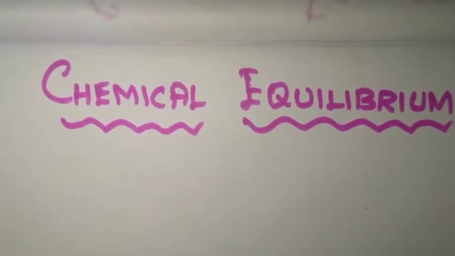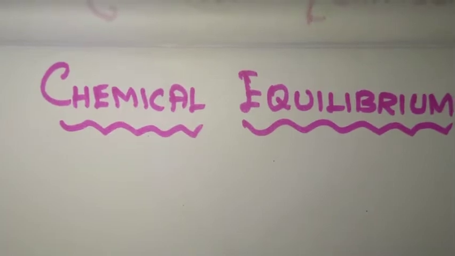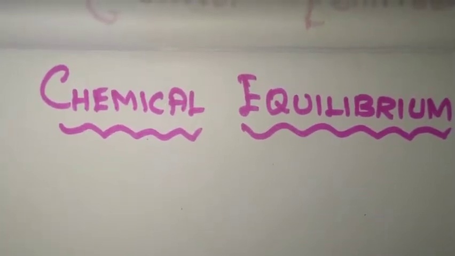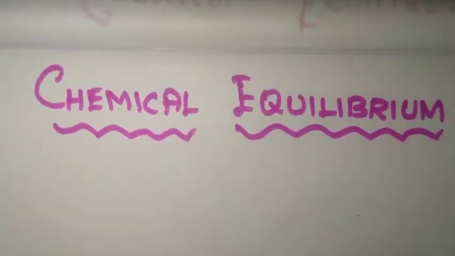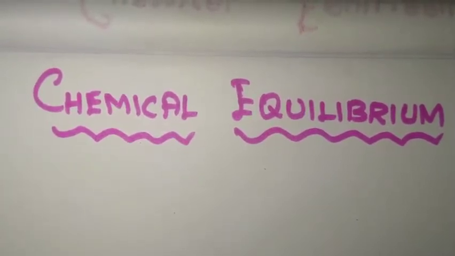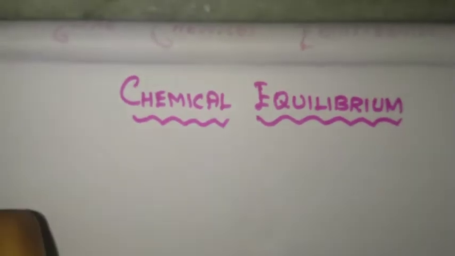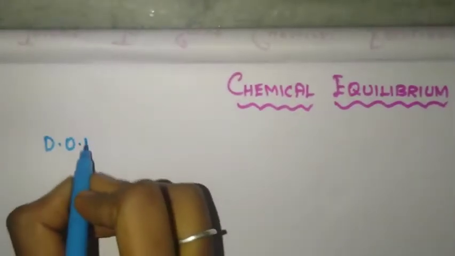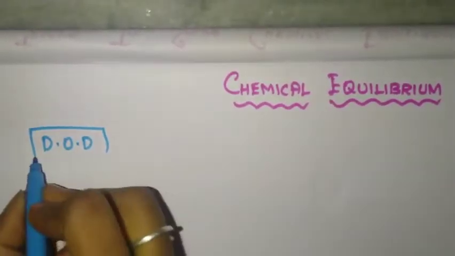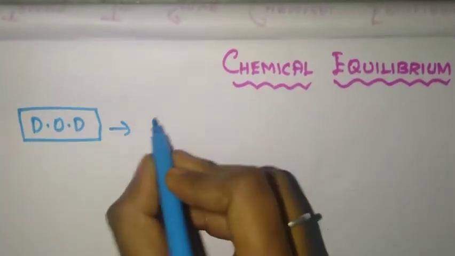In this video, we are going to discuss an important chapter in NCERT, that is chemical equilibrium. This chemical equilibrium is very important also in competitive exams like JEE and NEET. The most important thing in this chapter is the degree of dissociation, that is DOD. DOD means degree of dissociation.